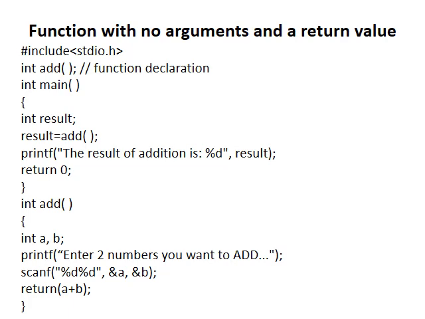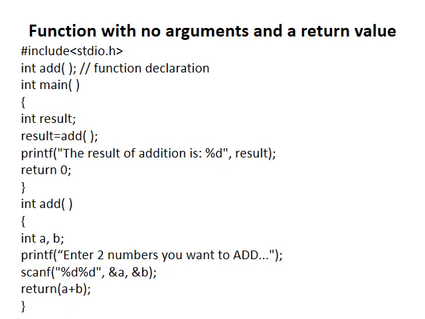Next, in the main program, now I need a variable here, result, to store whatever the return value is sent by the add function. So result equal to add. Now once the result equal to add is executed, that is the function call, control will go to the add function. Now int add, since it is not taking any input, there is no argument list here.